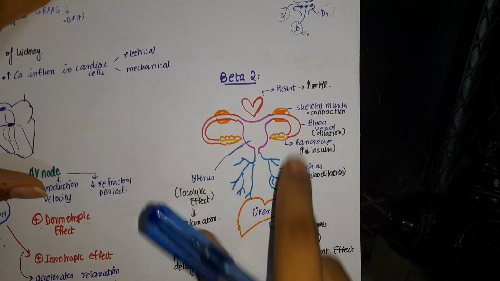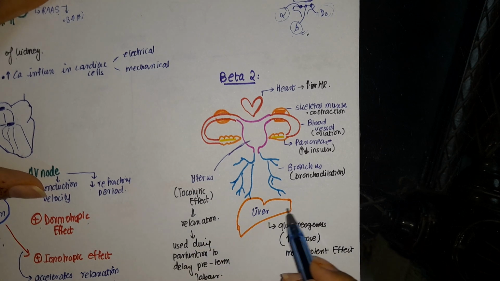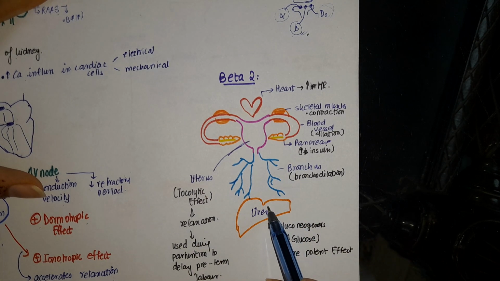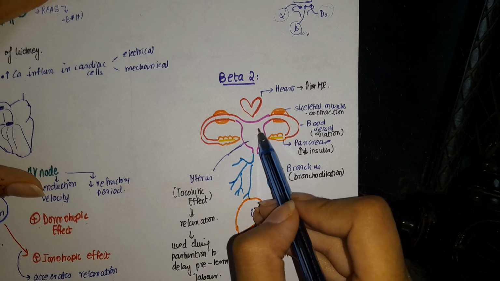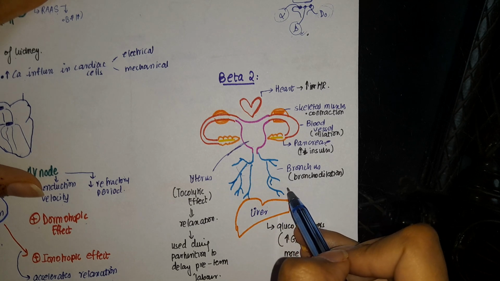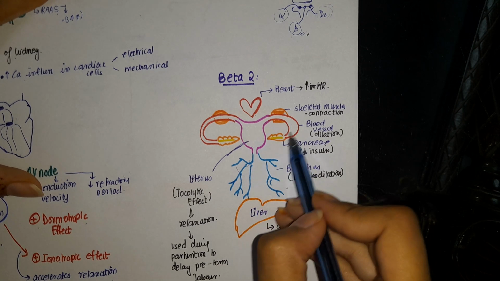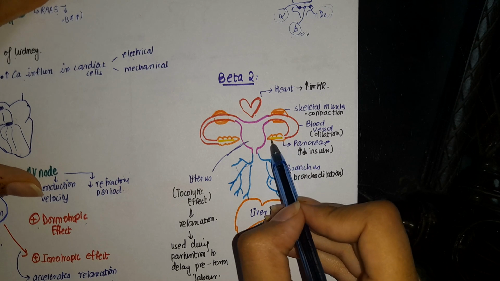The beta 2 receptors, for remembering them, you have to remember this diagram and you are done for life. Consider this a man. The man is standing on a stone. This man will have his face. The face is the heart. The man will have a body. The body is the uterus. The man will have the legs. The legs are bronchus. The man will have arms. The arms are blood vessels. At the end of the arms you have pancreas.